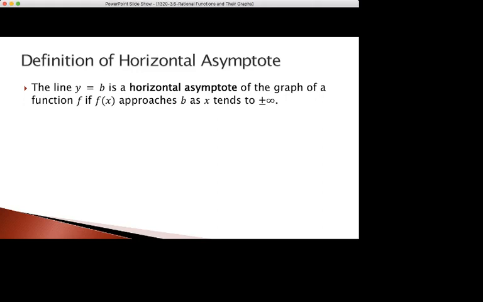Okay, so again, that's a mouthful. Let's look at what this means. So let's suppose we have this horizontal asymptote, this horizontal line at y is equal to b, right here.